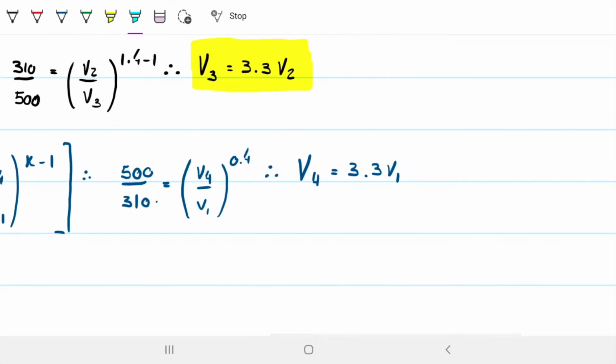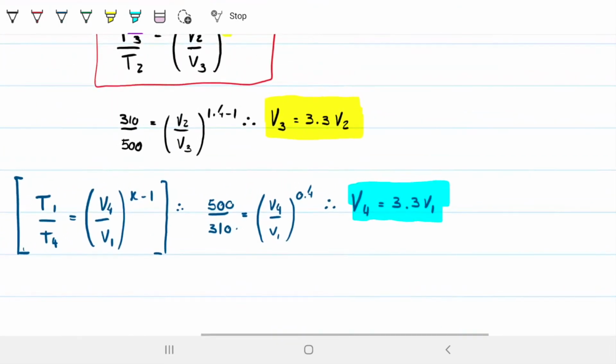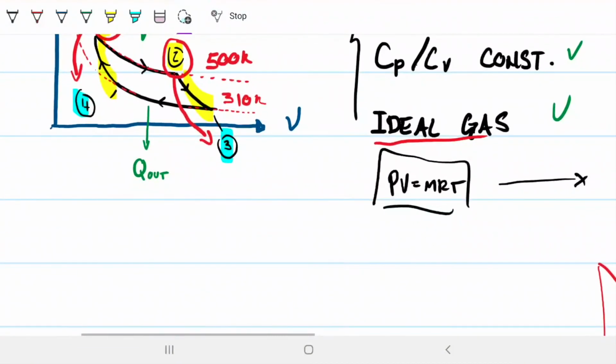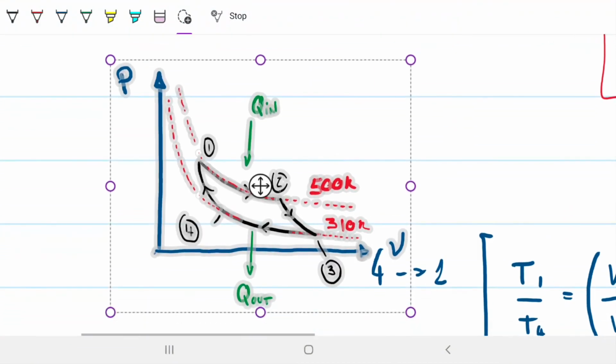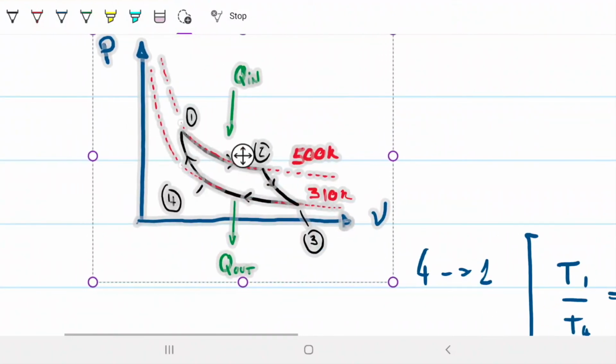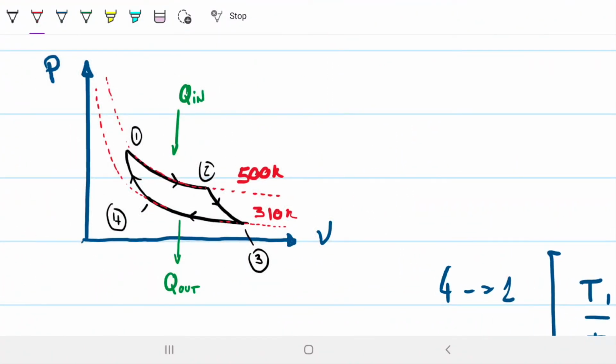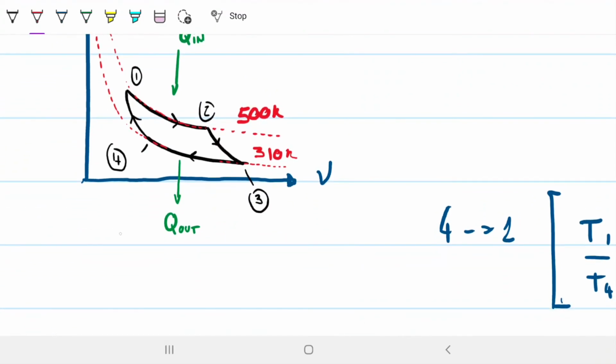Okay, what I'm going to do now is take a step back and see if this makes sense. If I indeed expect my V4 to be greater than my V1 and my V3 to be greater than my V2. So let's go back to our diagram. Here it is. Okay, we just found that my V4 is greater than my V1. Let's see if that checks out on the diagram.